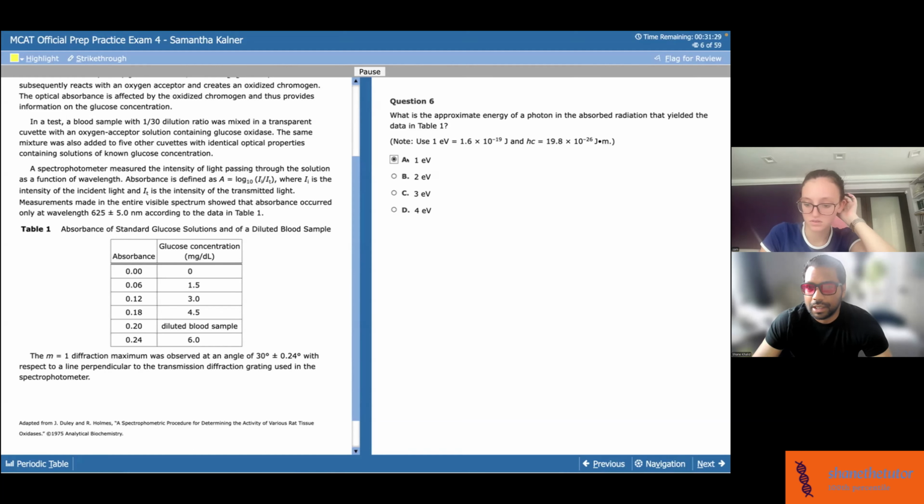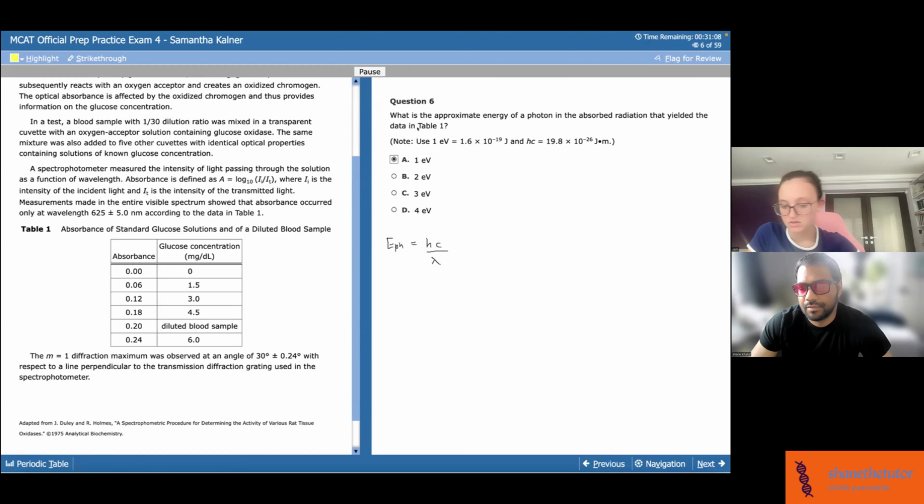So how can we do that? Well, to avoid confusion, the energy of the photon is equal to hc over lambda. So okay, let's plug it in.